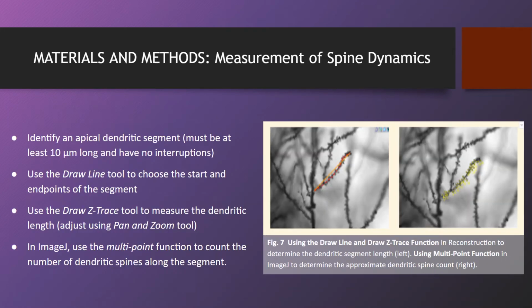Moving on to measuring the actual spine dynamics. First, I found an appropriate apical dendritic segment. Next, I used the Draw Line tool to choose the segment's start and endpoints. Then, I used the Draw Z-Trace tool to measure the approximated dendritic length. Finally, in ImageJ, I used the multi-point function to count the number of spines along a segment. These tools collectively allow for more accurate and precise numerical data collection.